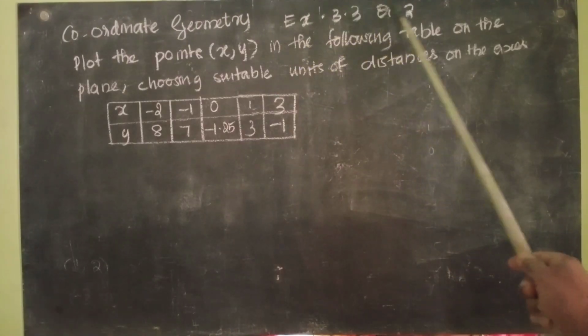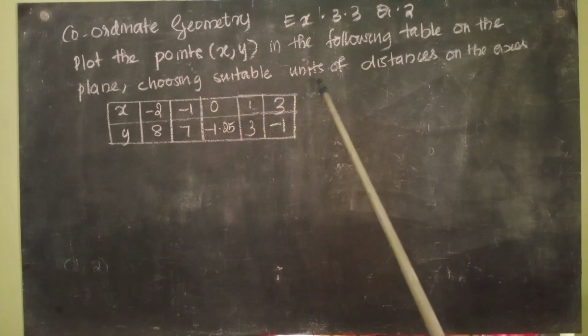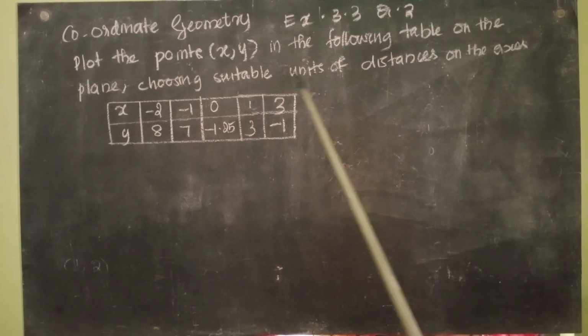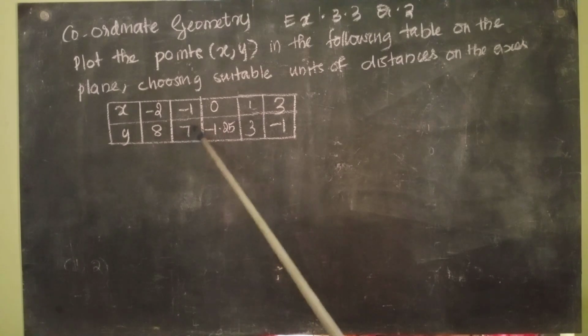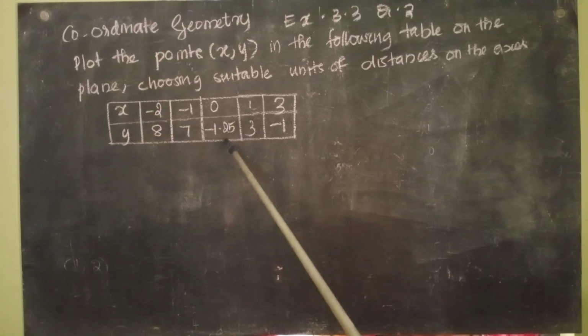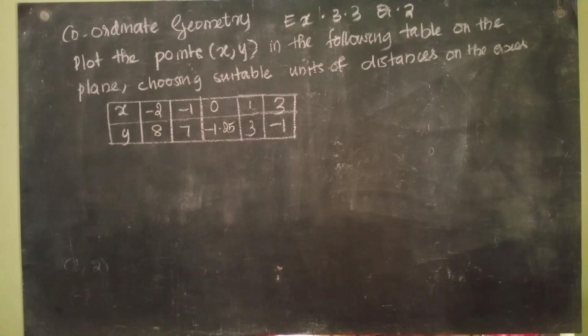Next, exercise 3.3, question number 2. Plot the points x, y in the following table on the plane using a suitable unit of distance on the axis. X and y given. First point minus 2, 8. Second minus 1, 7. Next 0, minus 1.25. Next 1, 3. Next 3, minus 1. Let us draw the Cartesian plane.